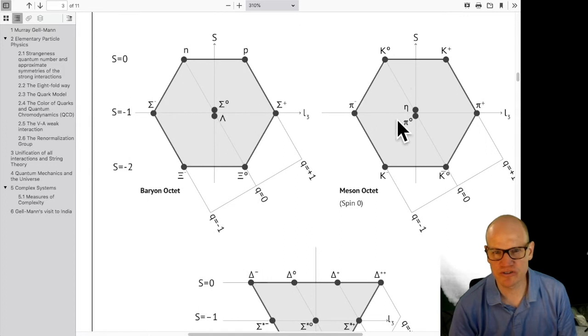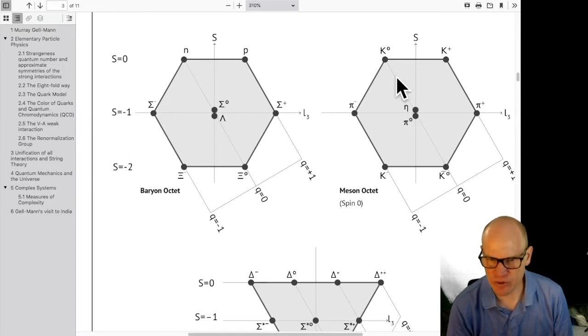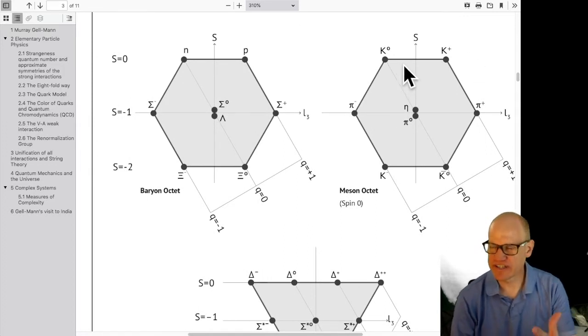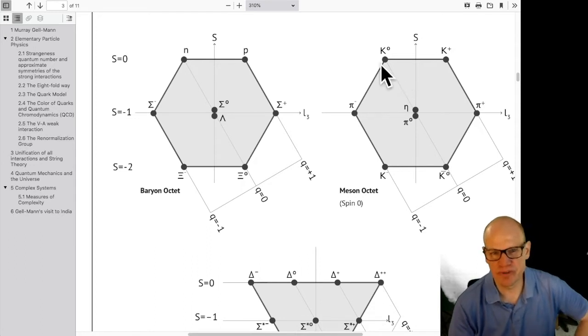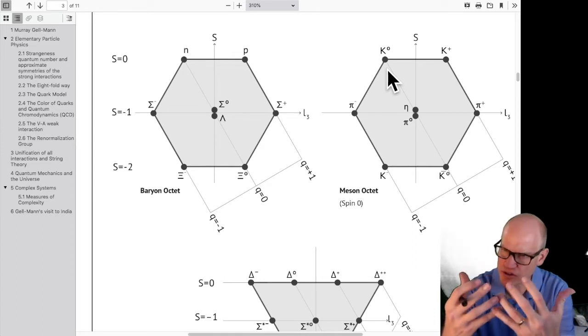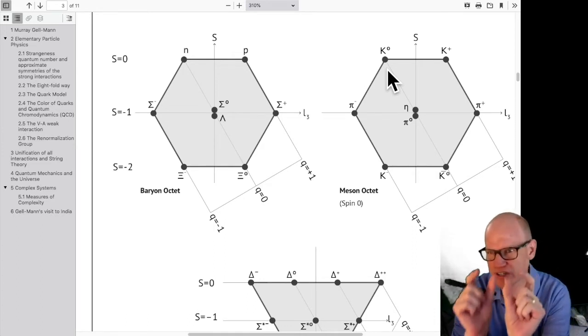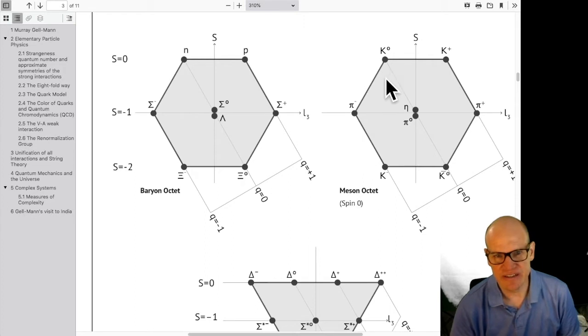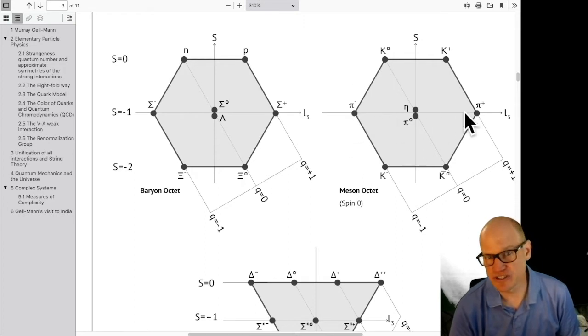Another way to do it is with this Meson octet. So these are particles that are put together with a quark and an antiquark. So a quark and an antiquark, there are basically 4 different brands: this K naught, K plus, K minus, and K naught bar. So these are opposite and diagonal. These are pairs of quarks. And so instead of triplets of quarks, these are pairs of quarks, and it's actually a quark and an antiquark. And a pion, those are the important ones, the pions.